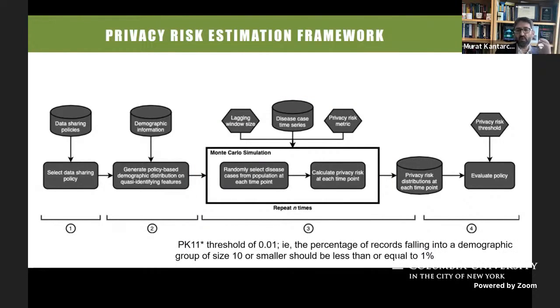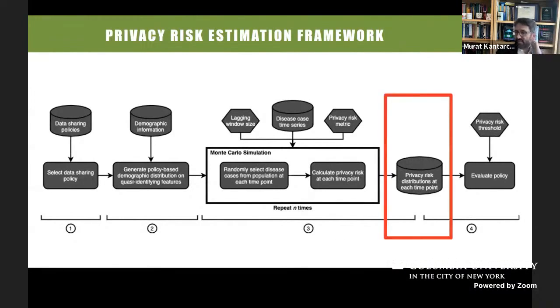And here we look at something called PK11 risk, and we want it to be less than 1%, which means that the percentage of records falling into a demographic group of size 10 or smaller should be less than or equal to 1%. In other words, we are estimating that less than 1% of the population would be in a group of patients of total size less than 11, or with fewer than 10 other records.